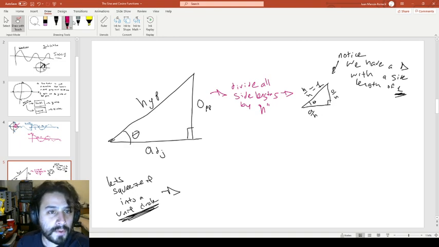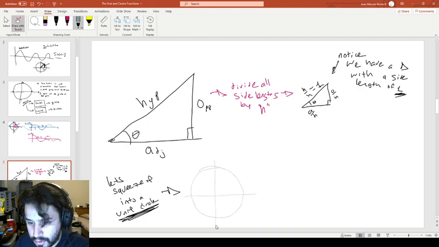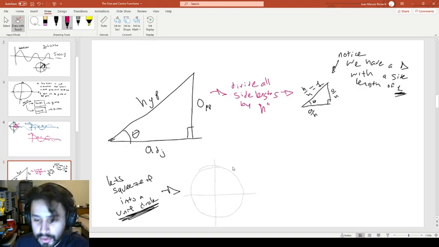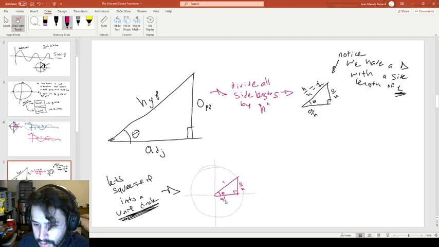If we do that, we're going to end up with, I wonder if this is going to work. Yeah, this will work. I'll put the unit circle here, and more importantly, we're going to put our right angle triangle that we drew over here. And this is our angle theta. This is our right angle, and we know that the length of the hypotenuse is 1, so we know that it fits in the circle because the circle has a radius of 1. And here we have O over H. Here we have A over H.